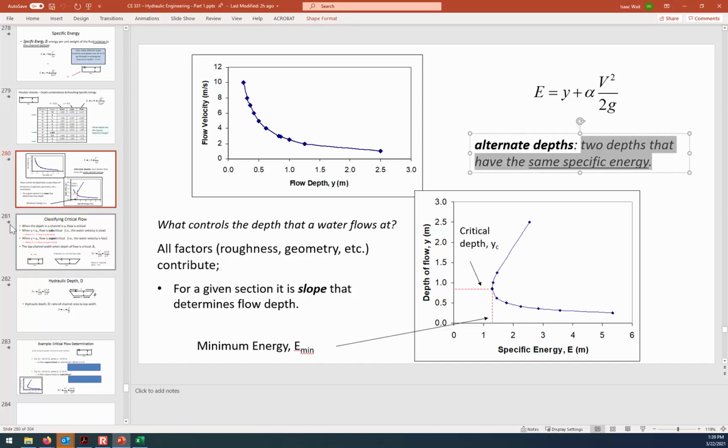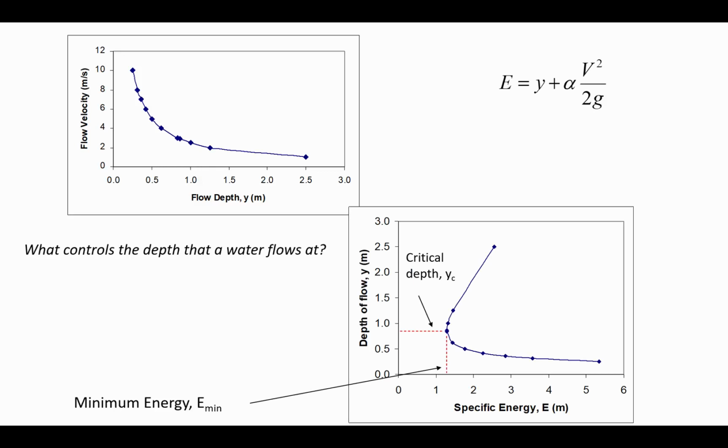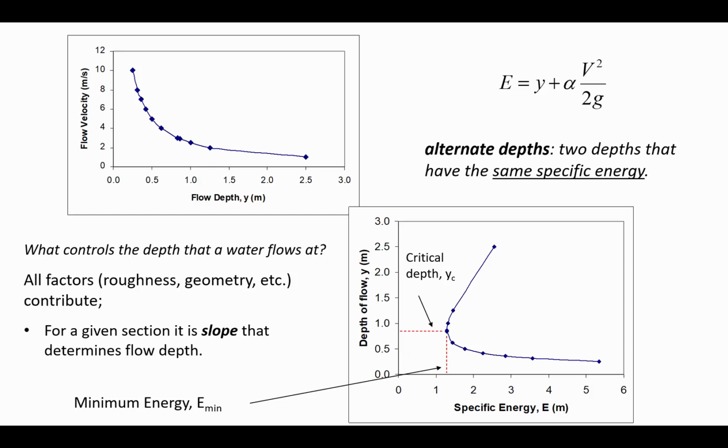All right, so we've gone through the process of identifying the critical depth. We've gone through the process of identifying the range of the graph that is supercritical, the range that is subcritical, and the last point I want to emphasize before we move on is that it's the slope of the channel that determines whether you're having critical, subcritical, or supercritical flow. And those 2 different depths that have the same amount of energy are called alternate depths. The reason why I want you to know about alternate depths is there's this awesome thing called a hydraulic jump.